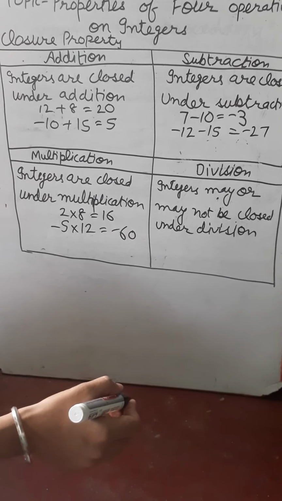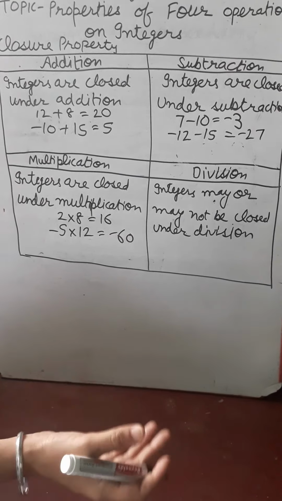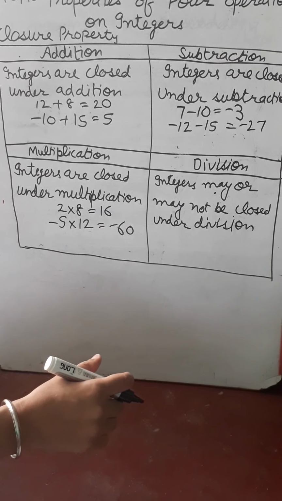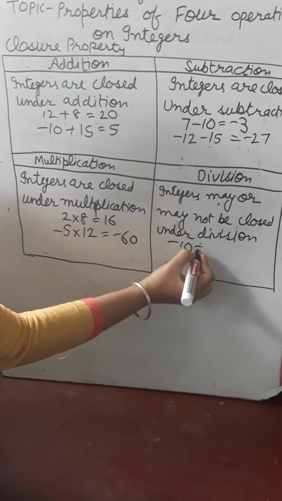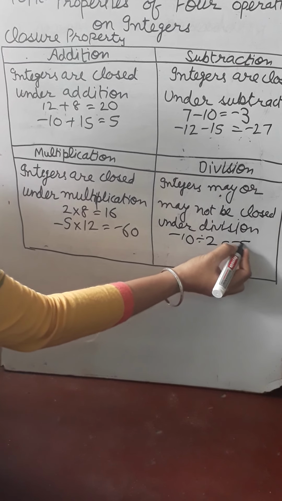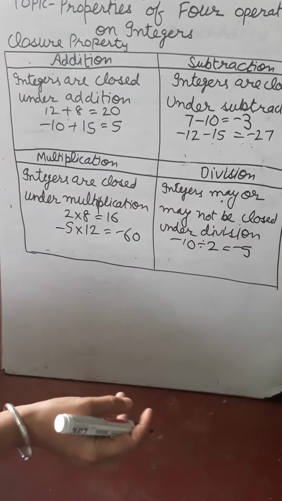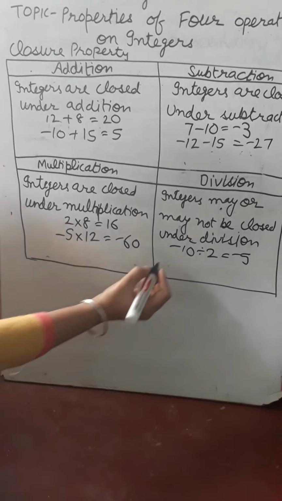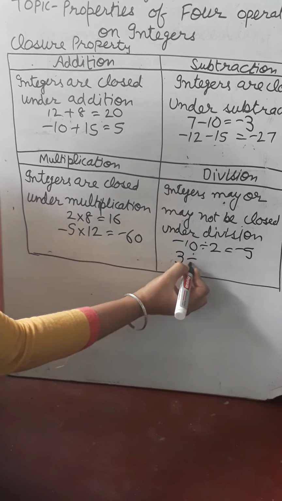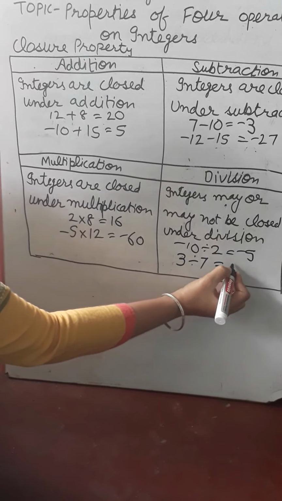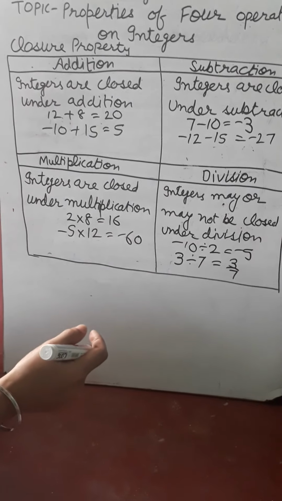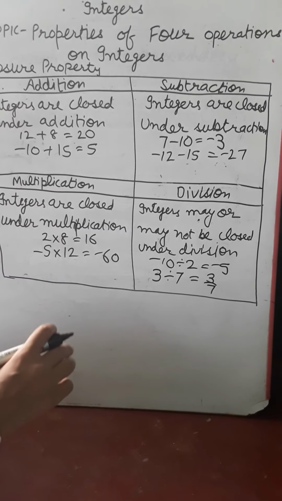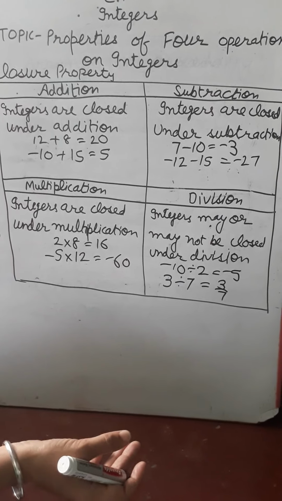Next we have division. In division, integers may or may not be closed. Let me take an example. When we divide minus 10 by 2, we will get minus 5. Minus 5 is an integer. But when we divide 3 by 7, it is a rational number, it is not an integer. So in division, integers may or may not be closed.